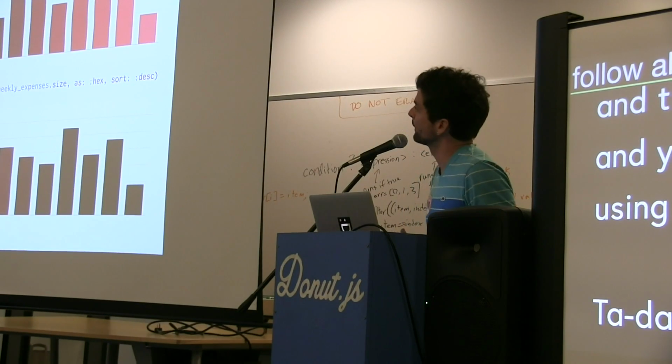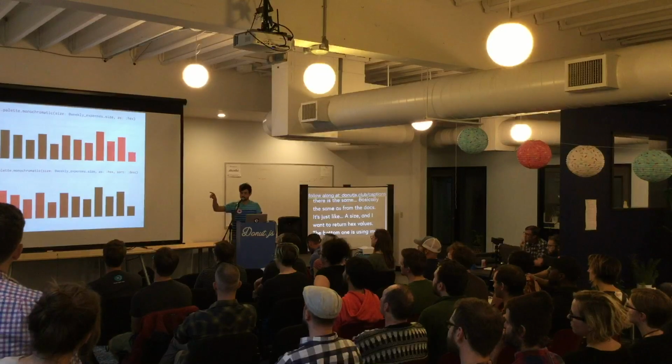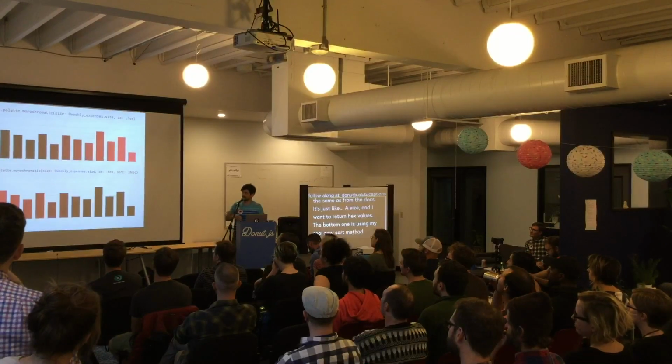Ta-da! So that first one there is basically the same as from the docs. It's just a size, and I want to return hex values. The bottom one is using my cool new sort method. So I'm descending instead of ascending.